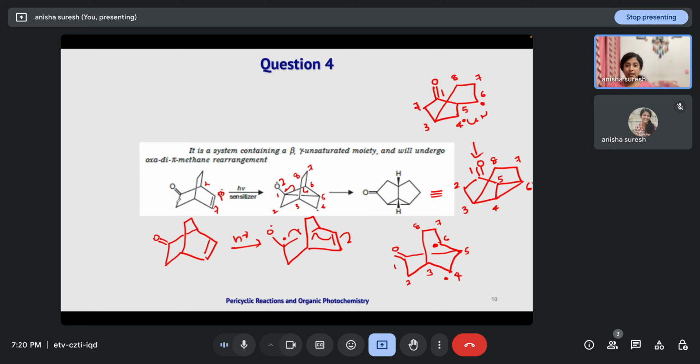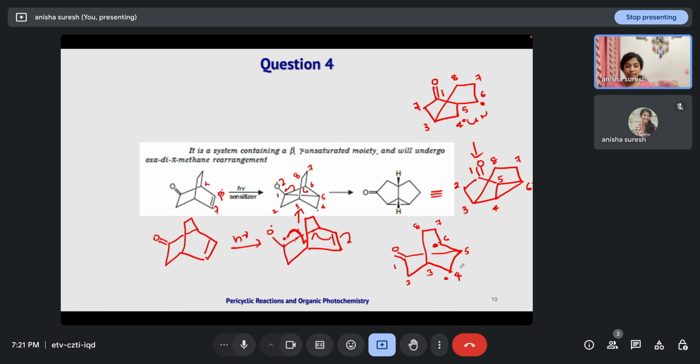So first what is happening under photochemical condition, this carbonyl will excite, leading to formation of the oxygen radical and the carbon radical. Now this carbon radical, it can react with this alkene, leading to formation of a cyclopropane like this, and a carbon radical at 4th position. Now what will happen? When the carbonyl will be regenerating, this 1,6 bond will break, leading to formation of the carbonyl and a radical at 6th carbon.